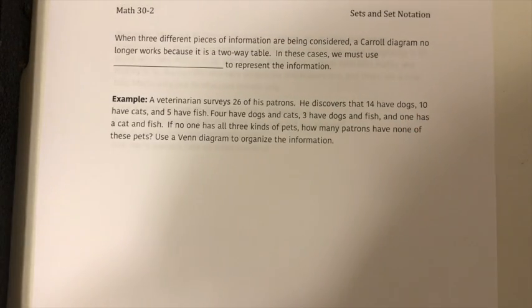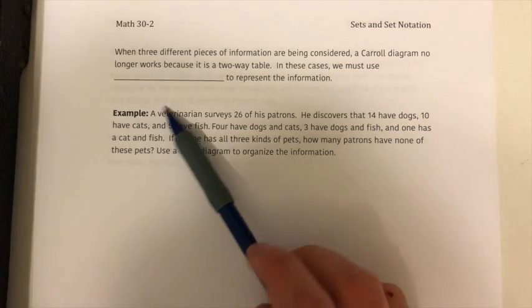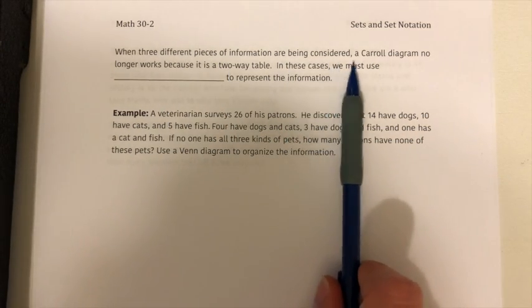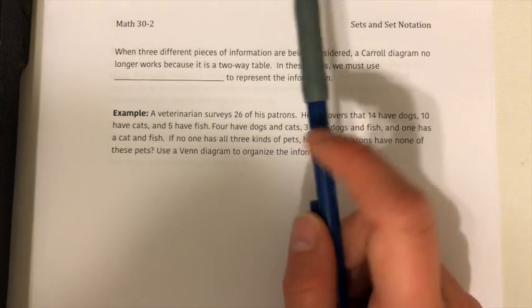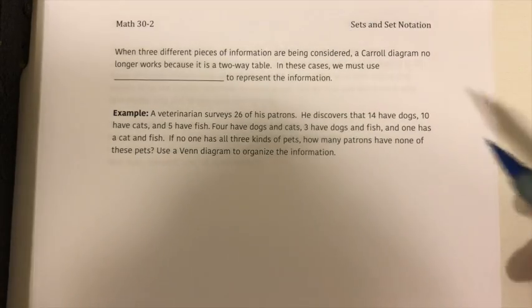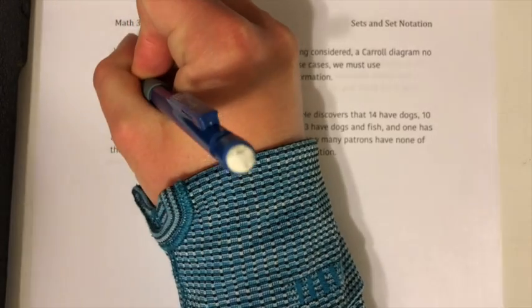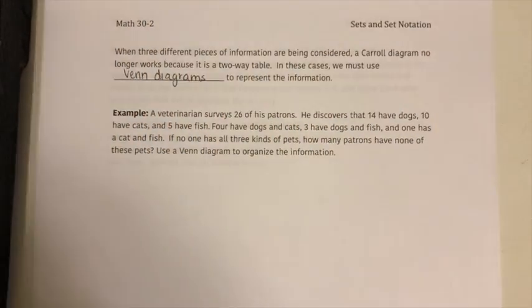Okay, our last couple examples both have 3 pieces of data. So now we're going to have Venn diagrams with 3 things overlapping. When we have 3 different pieces of information, a Carroll diagram no longer works because it's a 2-way table. We can only do rows and columns. You can't put a third dimension in that. So in these cases, we must use those Venn diagrams.